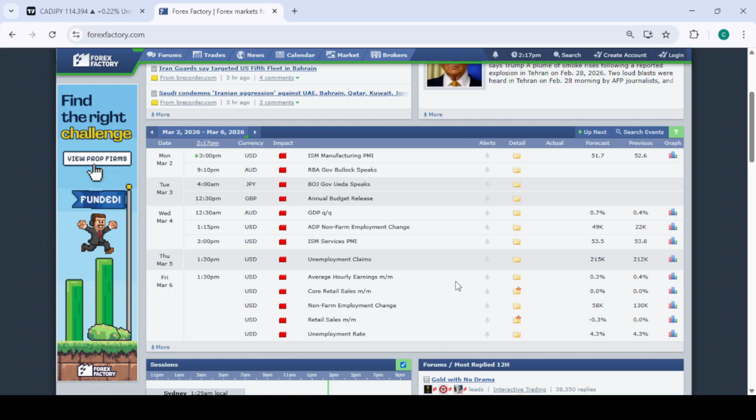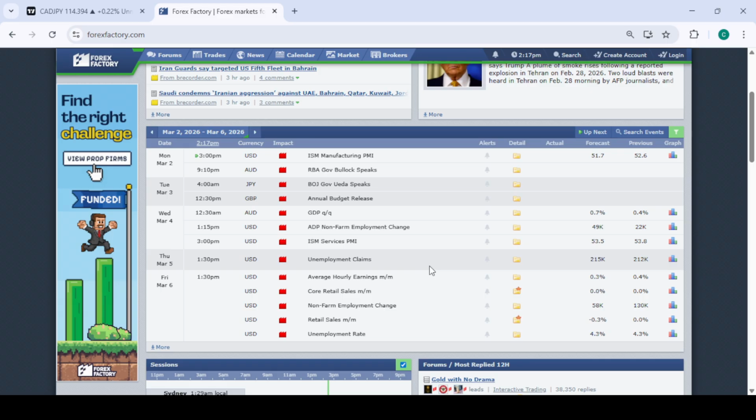It's an NFP week, so Friday we're going to have NFP, and we're also going to have the core retail sales, which was delayed due to the government shutdown, and also the retail sales. So they're going to be released together with the NFP on Friday. So let's be on the lookout for these pairs for these economic events for the coming week.